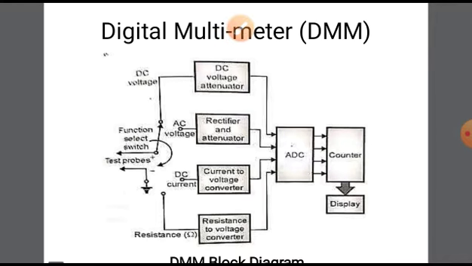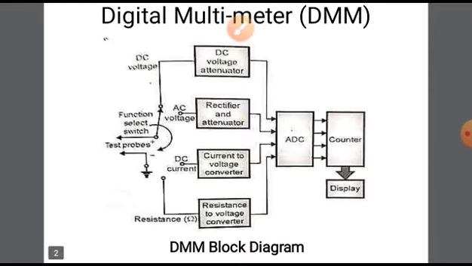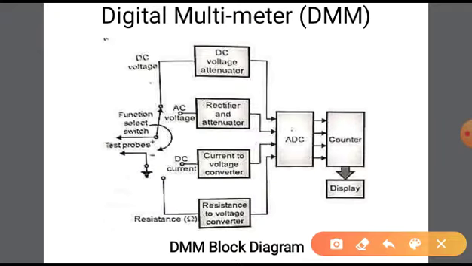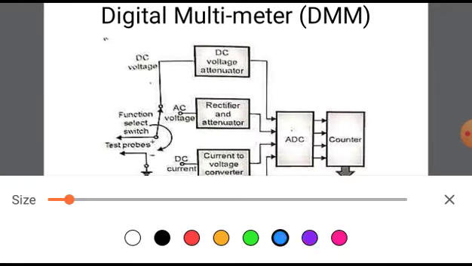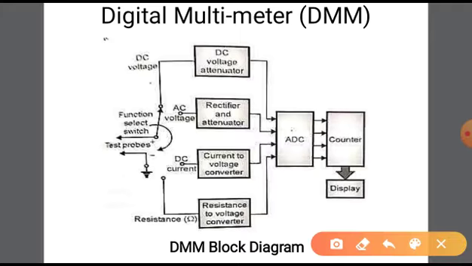So this is the general block diagram of DMM. You can draw it very carefully. There are two input leads, which act as test probes, available at the input side. Let me show you the input terminals. This is the first input and this is the second input, which we mark as 1 and 2. Here 1 is indicated as red and 2 is indicated as black.